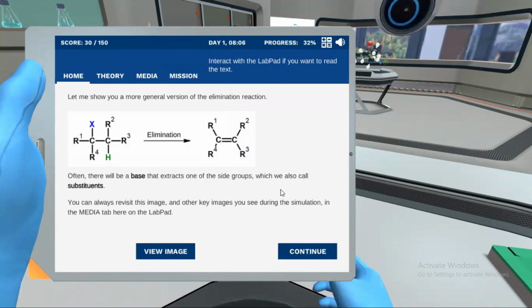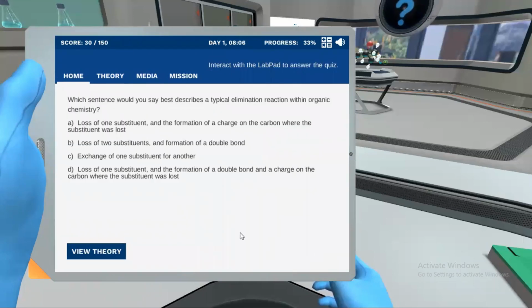Let me show you a more general version of the elimination reaction. Often, there will be a base that extracts one of the side groups, which we also call substituents. You can always revisit this image, and other key images you see during the simulation, in the Media tab here on the lab pad. Which sentence would you say best describes a typical elimination reaction within organic chemistry?